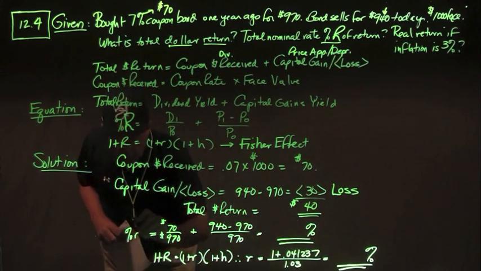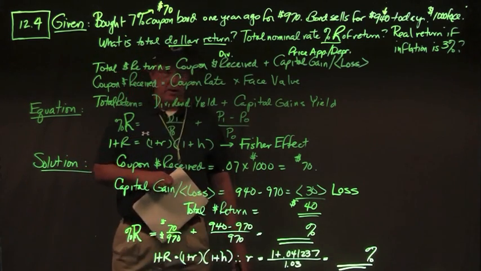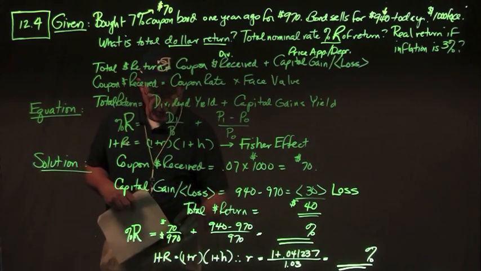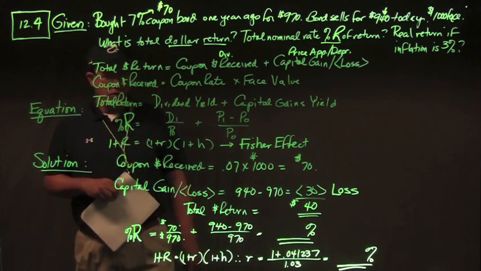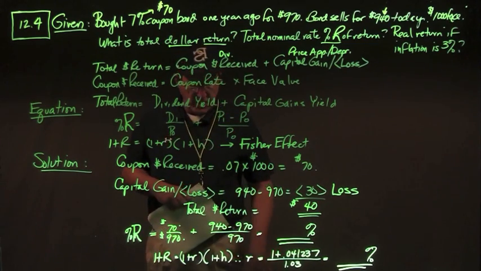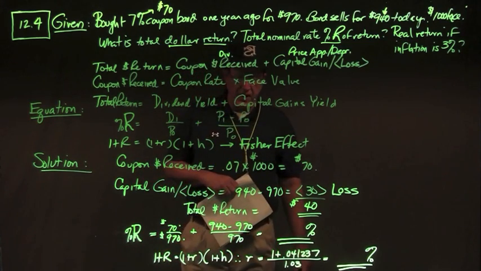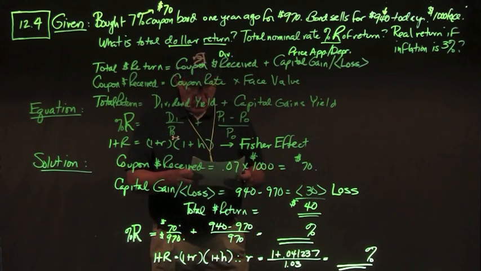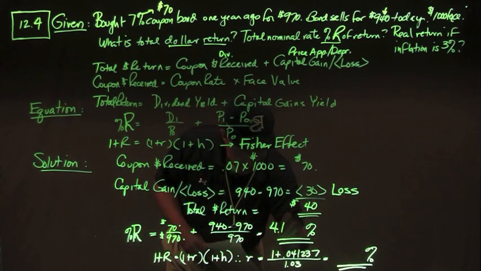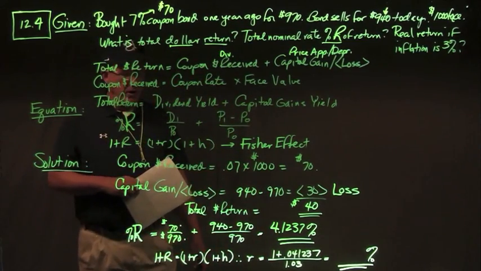What is the total nominal rate of return? Big R, as Dr. Fisher likes to call it. Similar to D1 over P0, it is the coupon received over the original bond price, plus any bond appreciation or depreciation. In this case, it went down $30, divided by the original price of $970. I get a total return on this bond of 4.1237%. That's my total return, big R.